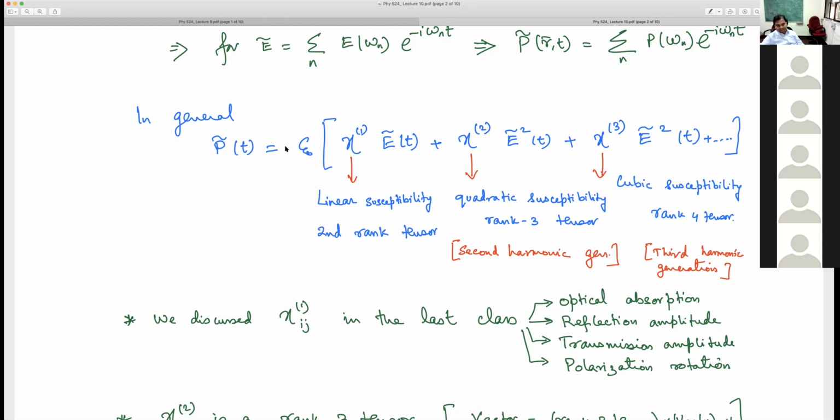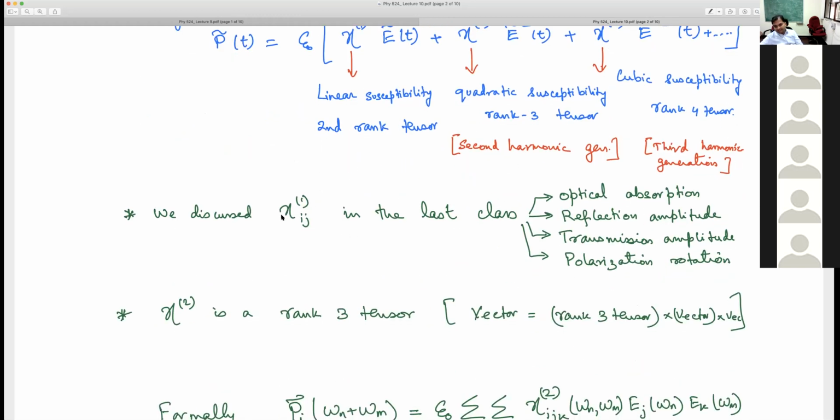So the zeroth rank tensor is a vector. So zeroth order susceptibility will be a vector. The first order susceptibility is a second rank tensor. Second order susceptibility is a third rank tensor, and so on and so forth. Okay. And we discussed this chi1 explicitly in the last class, and I argued that experimentally it will manifest in optical absorption, reflection amplitude, transmission amplitude, polarization rotation, and a lot of other things. But these are some things which immediately came to my mind, which I can measure by doing optical experiments, so by doing experiments on light.